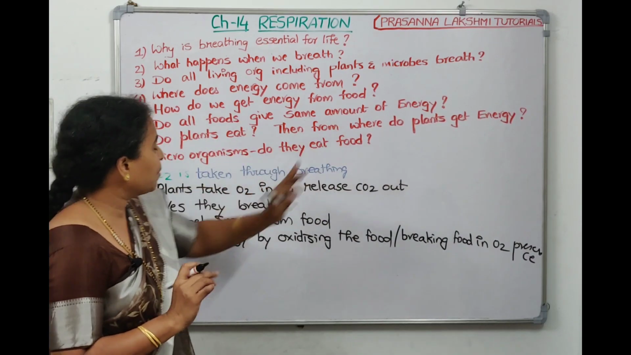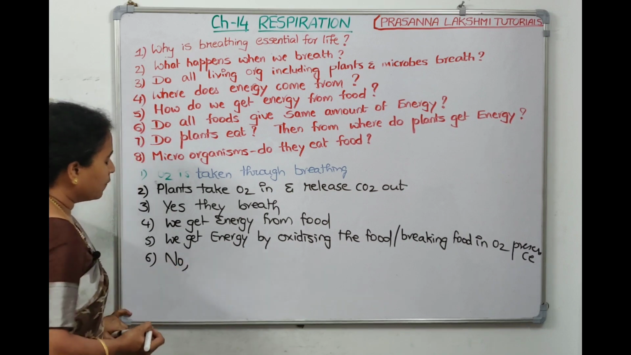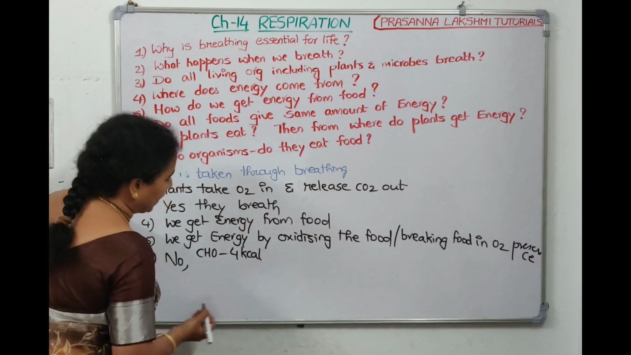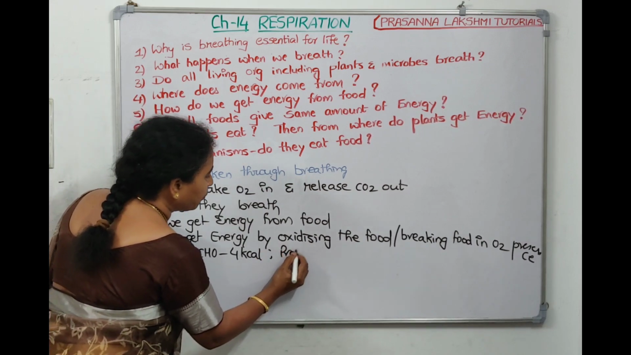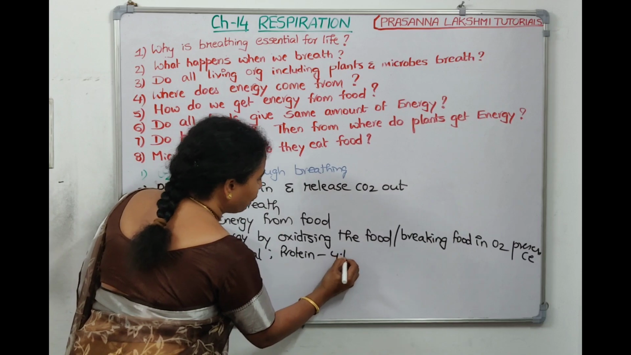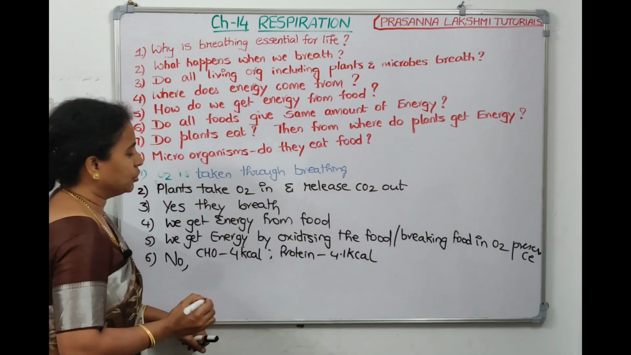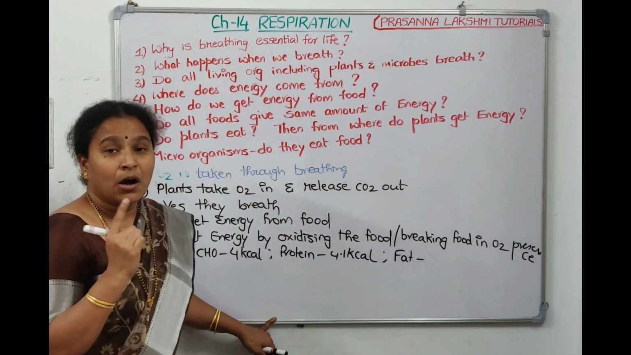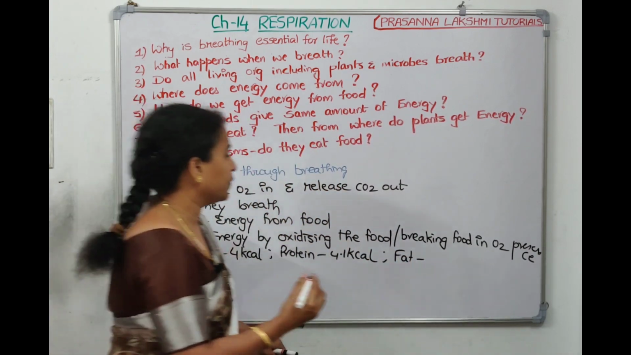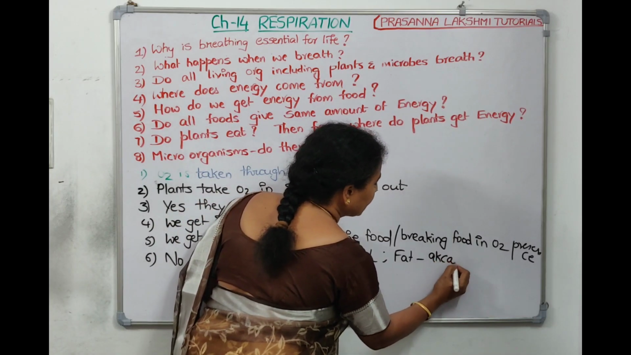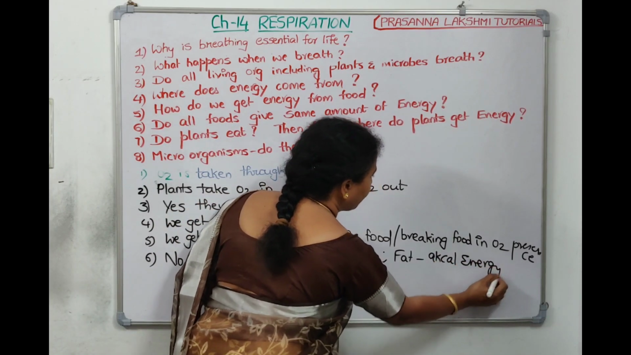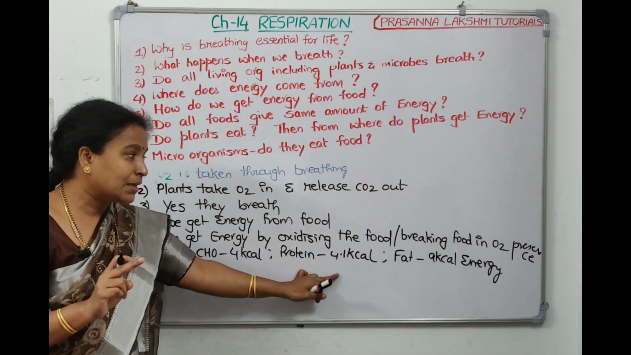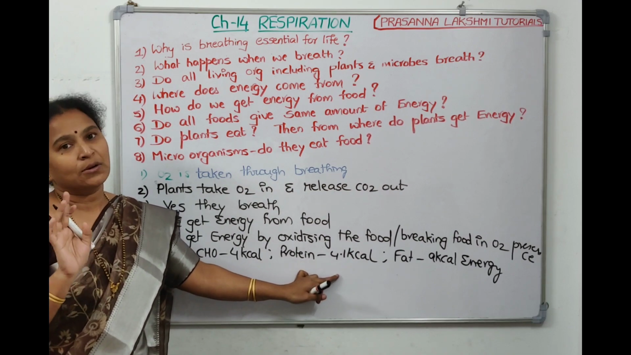Do all the foods give the same amount of energy? The answer is no. For example, carbohydrate gives 4 kilocalories of energy. Protein also gives 4.1 kilocalories of energy. And if we take fat, 1 gram of fat on oxidation gives 9 kilocalories of energy. 1 gram of carbohydrate gives 4 kilocalories. 1 gram of protein on breakdown gives 4.1 kilocalories. 1 gram of fat gives 9 kilocalories of energy.